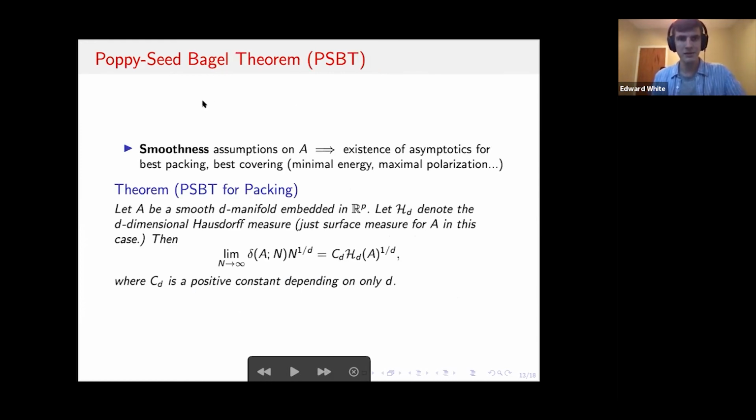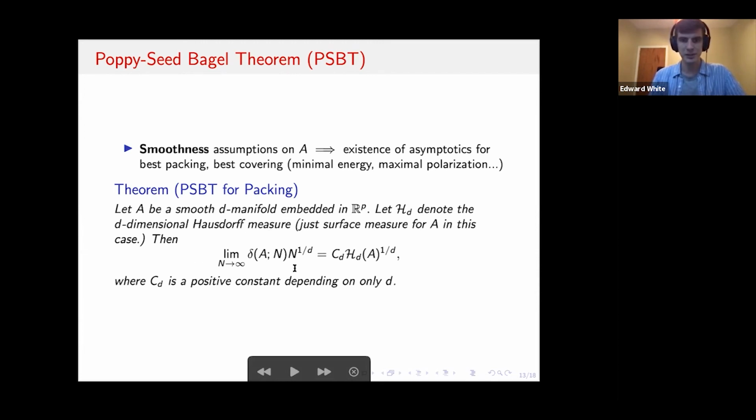Now, one of the main theorems that we've been looking at and attempting to expand is the Poppy-Seed Bagel theorem. And I've stated it here in terms of packing, which essentially encompasses the following. Given some smoothness assumptions on your set A, we can guarantee the existence of asymptotics for best packing and best covering. And the general case was also shown already, which was for minimal energy and maximal polarization. So presented as following: let A be a smooth D manifold that's been embedded in R^p, and let H_D denote the D-dimensional Hausdorff measure. So in our case, it'll just be the surface measure of A.